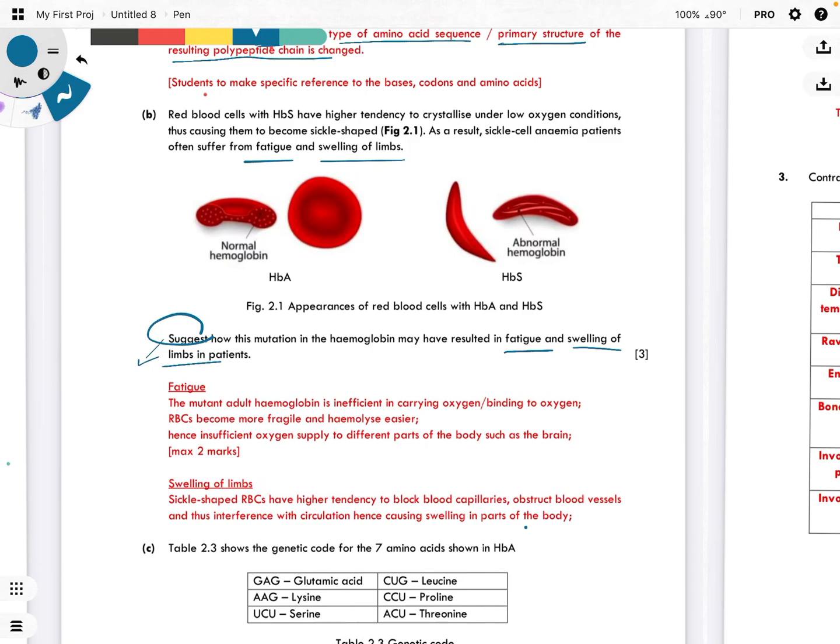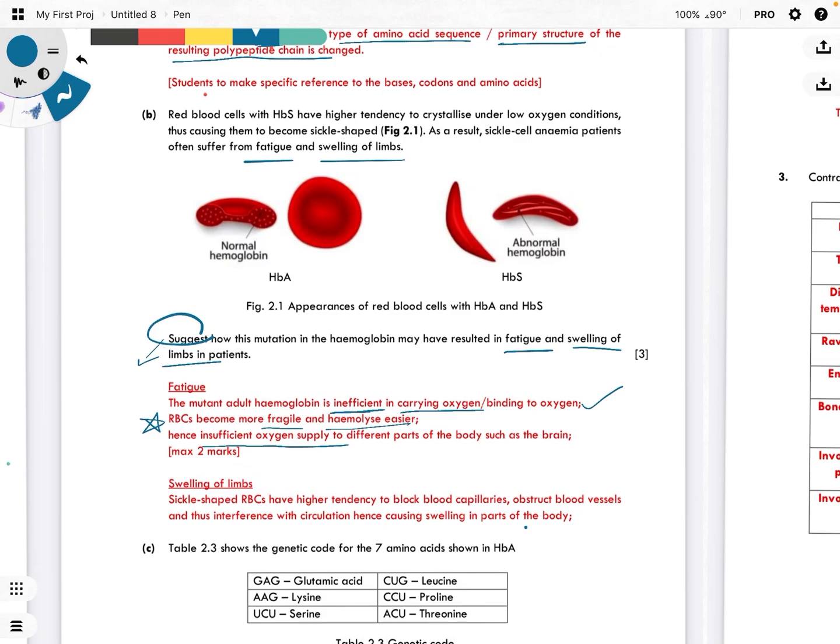In the case of why it may result in fatigue, well, if a red blood cell goes into a sickle shape, it would become inefficient in carrying oxygen. The red blood cells also are more fragile and hemolyze easier. Hemolyze means it lyses or breaks more easily. This one seems a little bit of a stretch. Maybe it's a little bit harder to derive, but the first one is possible. And if it's inefficient carrying oxygen, there will be insufficient oxygen supply to various parts of the body. So this may result in fatigue.